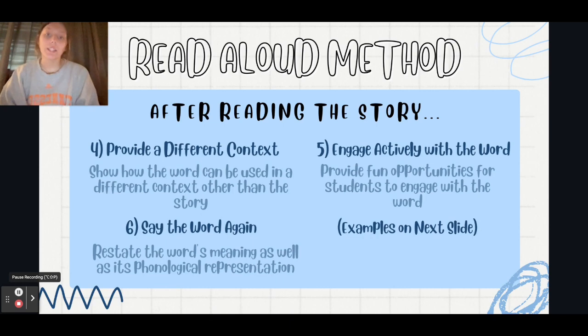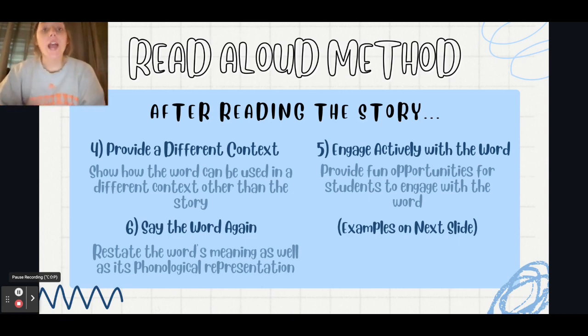After giving a student-friendly definition, you're going to provide a different context for the word. So show how the word can be used in a different context other than the story. So at the beginning, we related back to the story. Now we're going to use the word to relate to our student. So an idea that I thought of for the word mischief was maybe relating to the school's principal and being like, class, if we played a prank on Mr. So-and-so, that would be mischief. This allows students to understand that mischief means to play tricks on people, to have that sort of naughty behavior.